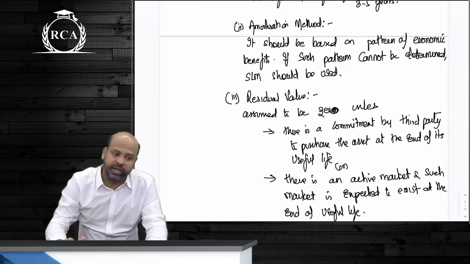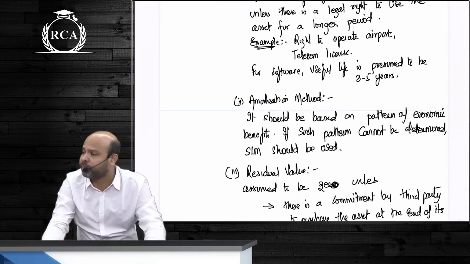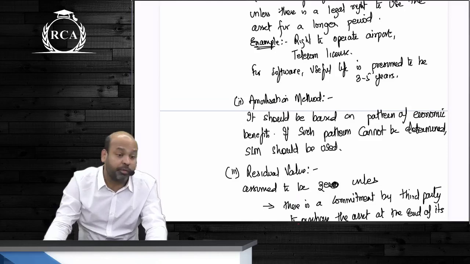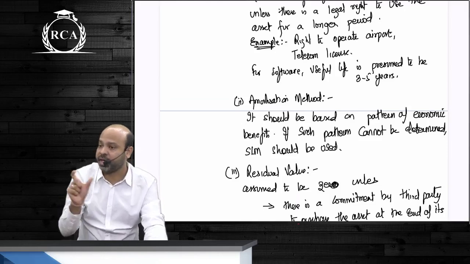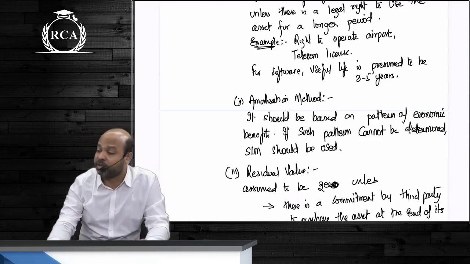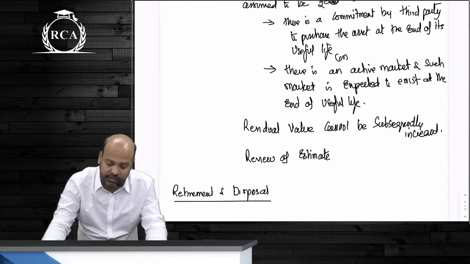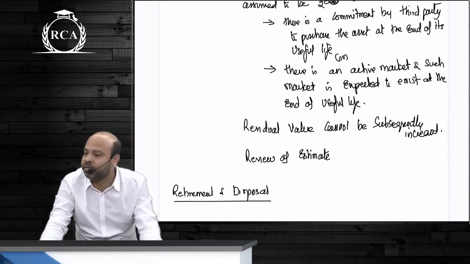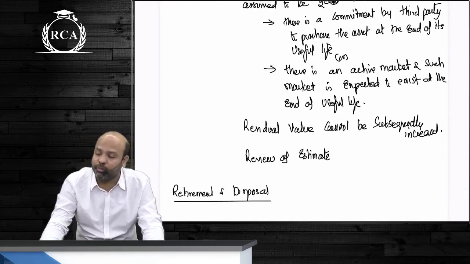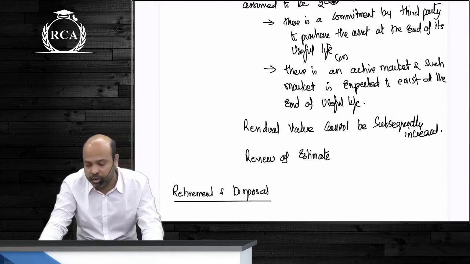Amortization method. It says the cost of the intangible asset should be amortized based on the pattern of economic benefits. If the pattern of economic benefits cannot be established, straight line method should be used. Are we clear? If you cannot establish the pattern of economic benefits. Residual value of an intangible asset cannot be subsequently increased, you can only decrease it. Useful life and amortization method, both of them are considered as change in accounting estimates, and that is why you should be reviewing them at the end of every year.